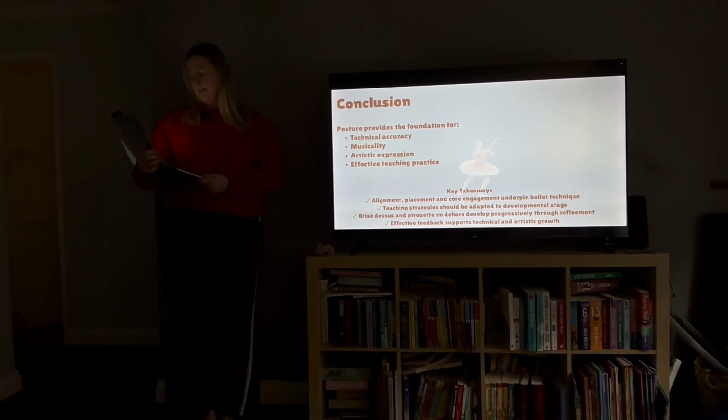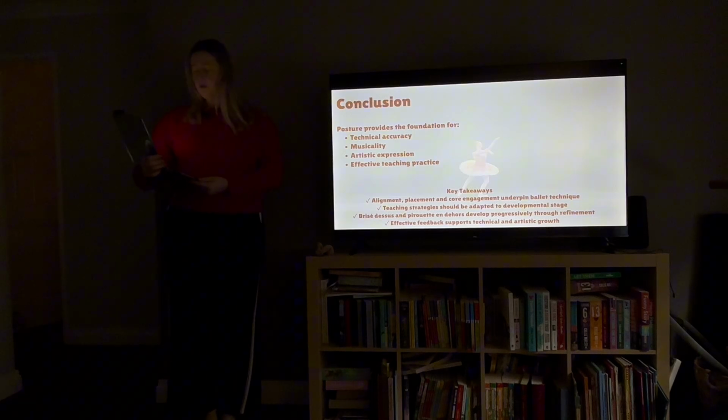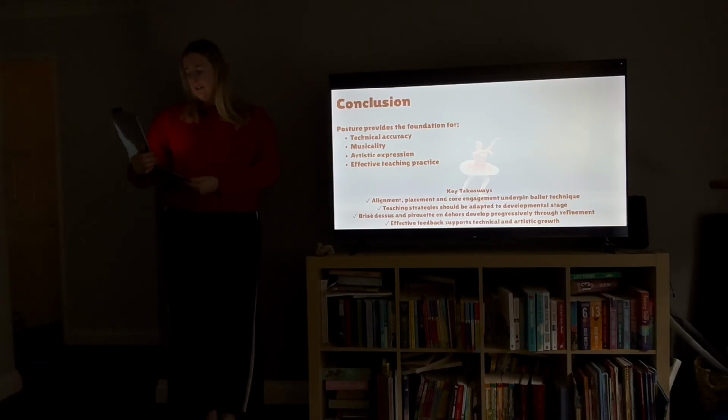Teaching strategies should be adapted to the developmental stage. For example, you're not going to give a grade 3 student the same information as an advanced 1 student, and vice versa. Brise de sous and pirouettes en dehors develop progressively through refinement and practice. This is evidently shown with the examples that I have provided within our grade 3 versus intermediate student. Effective feedback supports technical and artistic growth.